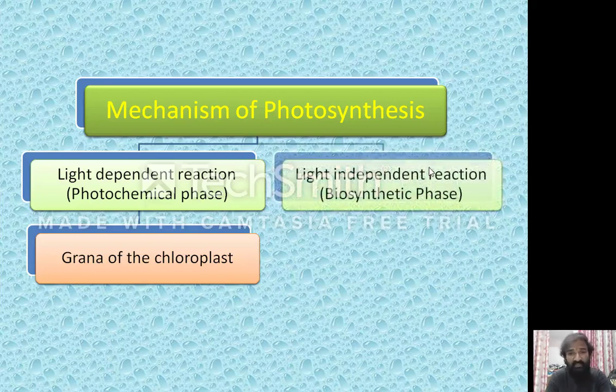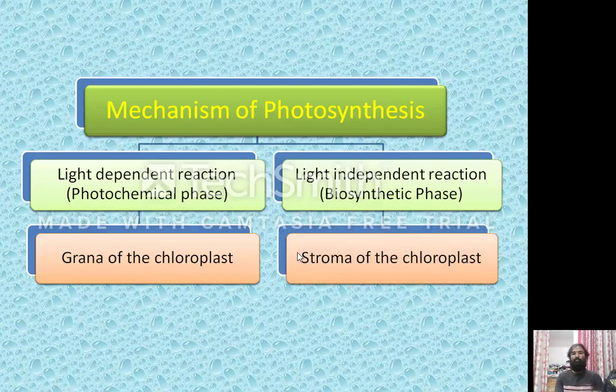Coming to the second phase, the light independent reaction, which is also called the biosynthetic phase. The biosynthetic phase always takes place in the stroma of the chloroplast, because the stroma mainly contains DNA, RNA and many photosynthetic enzymes. These enzymes receive the carbon dioxide which comes from the environment, and this carbon dioxide is reduced in the presence of different photosynthetic enzymes, using ATP and NADPH, and is converted into carbohydrate.